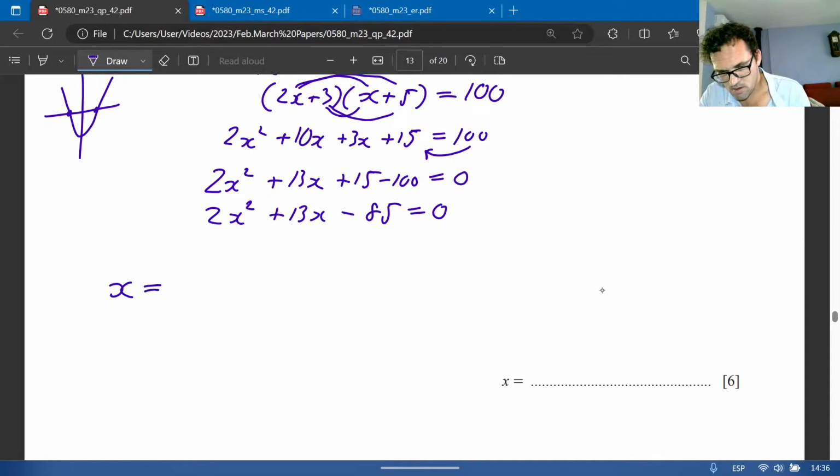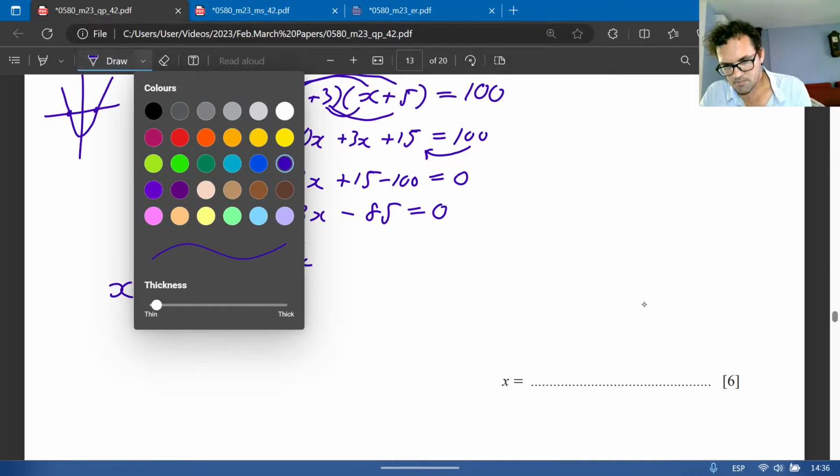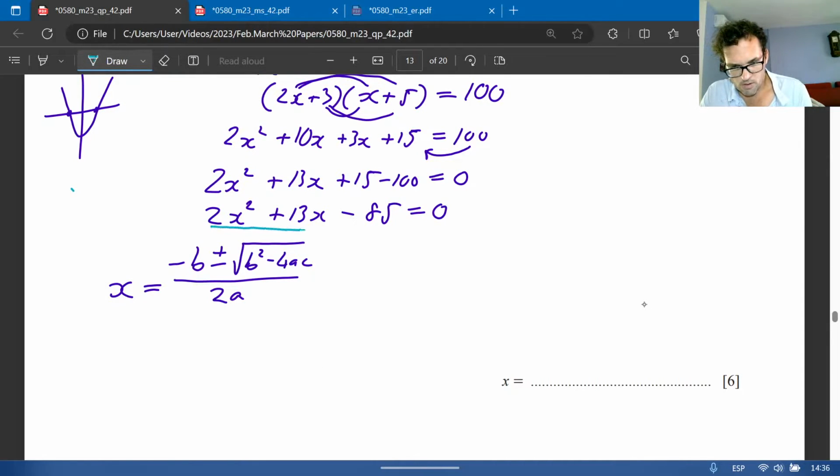Yeah? Minus b plus minus square root of b squared minus 4ac, over 2a. That's it, yeah? Do I remember correctly? We'll find out soon. Okay, so remember now, in this equation here, a equals 2, b equals 13, and c is negative 85. So let's put that into the formula.